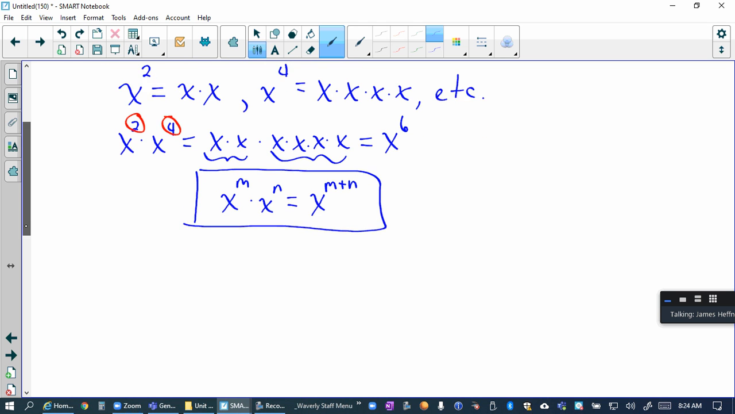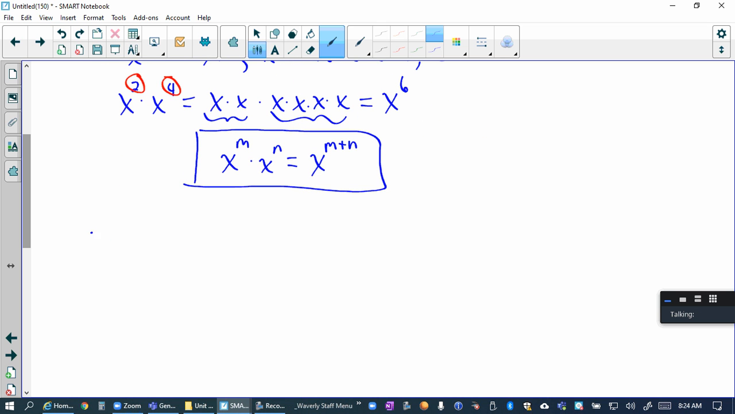But what if I have, say, x to the third, squared? To square something means to multiply it by itself, right? So wouldn't that just be x to the third times x to the third? And let's apply that rule we just generated. And what's the result of that? X to the 6. Yeah, we're multiplying here, so we add those exponents.